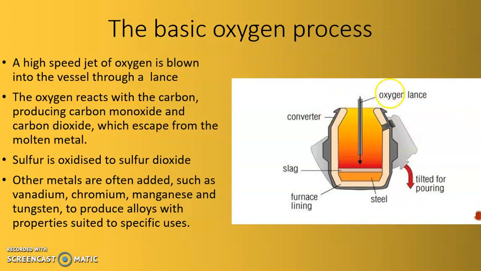This is the oxygen lance. A high-speed jet of oxygen is blown into the vessel through the lance. The oxygen reacts with carbon, producing carbon dioxide and carbon monoxide, which escape from the molten metal. Sulfur is also oxidized to form sulfur dioxide, which again goes into the atmosphere. Other metals are often added, such as vanadium, chromium, etc., to make alloys with specific uses.